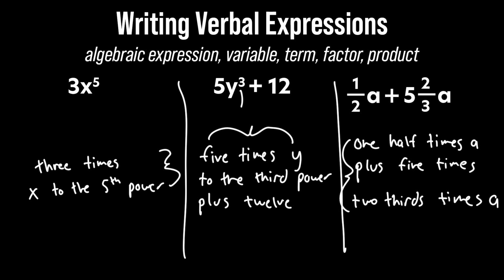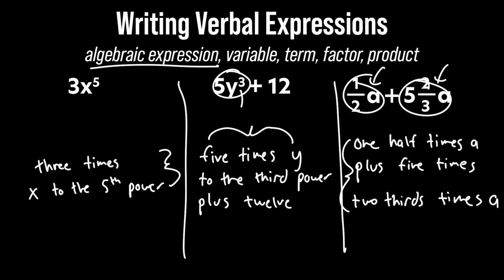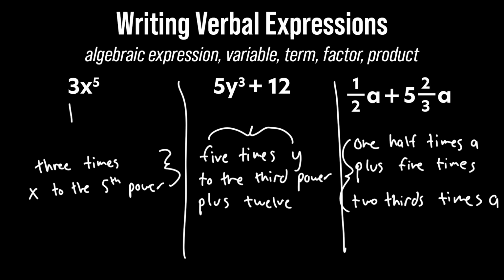So as you can see, with each of these algebraic expressions, each one has variables in it, like x, y, or a in this example. The terms describe the individual parts of the algebraic expression. So this is term 1, this is term 2 of this one, this is term 1, this is term 2 of this one. And then we have factors. For this example, 3 is a factor and x to the fifth is a factor. And together, this makes a product. And when writing verbal expressions, you break down each of the algebraic expressions into their core values in order to write it out. Each individual component is going to get its own wording in the final verbal expression down below.